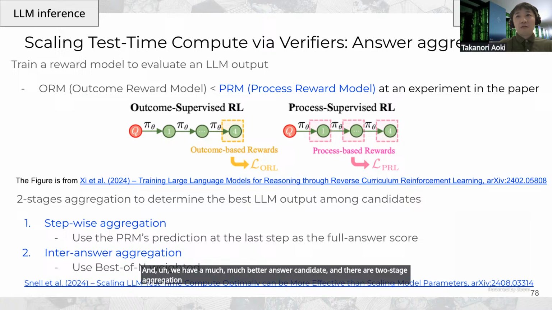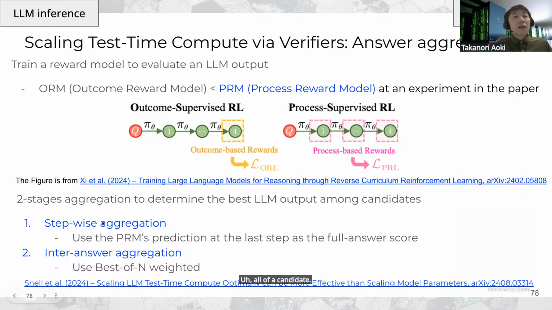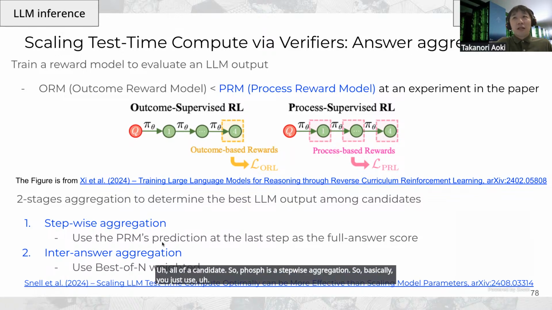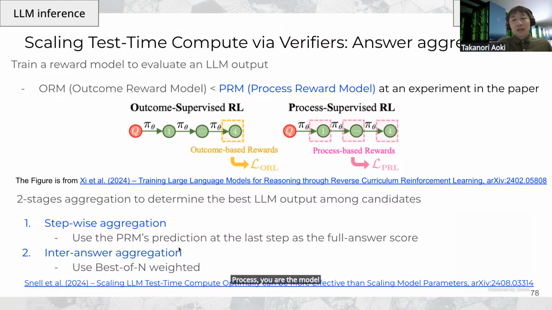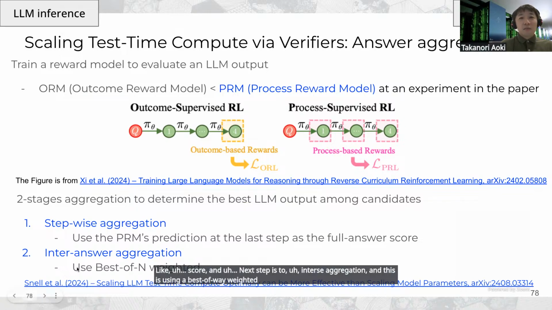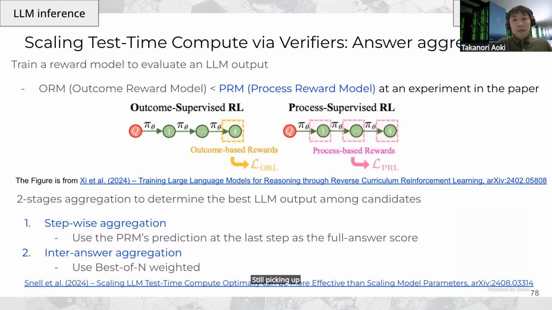to determine the best LLM output among all of the candidates. So the first step is stepwise aggregation. So basically just use the process reward model's prediction to determine the full answer score. And the next step is inter-answer aggregation. And this is using a best-of-n weighted approach. So basically pick the best of n, but still picking in a probabilistic manner.